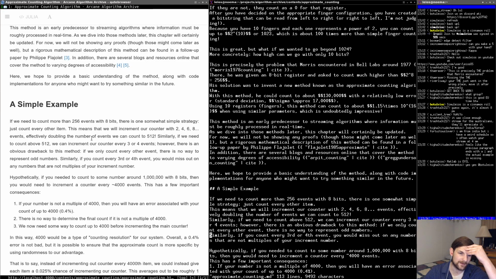See, the colon makes sense there, but I'm using 2 colons in the same paragraph, which is not good. But if we count every other event, there's no way to represent odd numbers. Similarly, if we count... Also, I'm switching between we and you. It should always be you, or we.